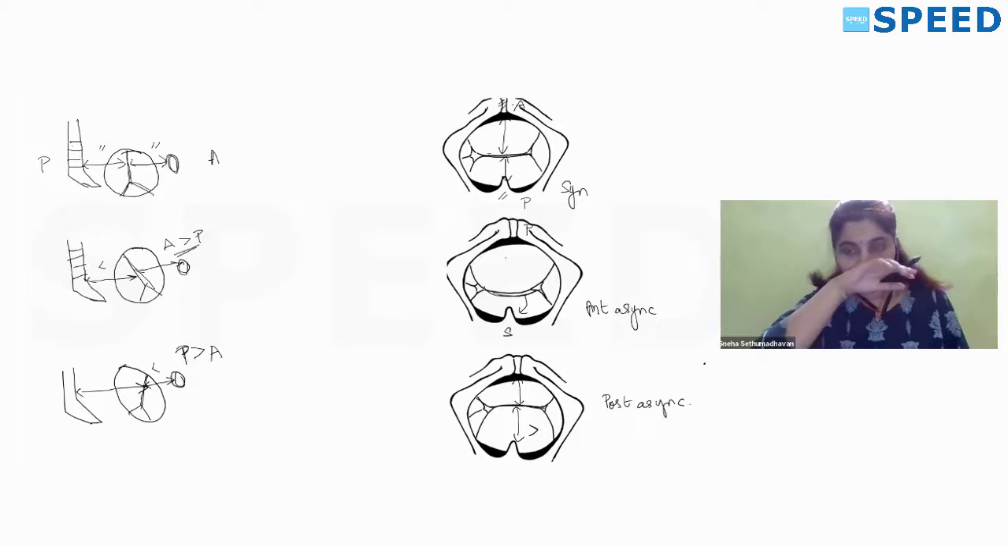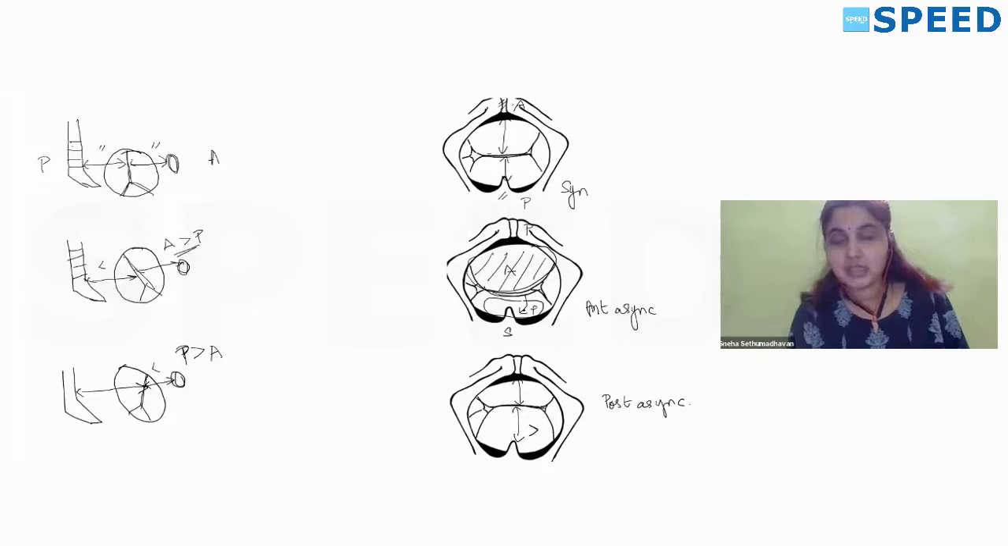Now, this might be very confusing as to which is anterior and which is posterior. An easy way to remember is to look at the baby's parietal bone and see which parietal bone shows more area. In this case, this will be the baby's anterior parietal bone and this will be the posterior parietal bone. Obviously more of the anterior parietal bone is visualized compared to the posterior parietal bone. So this is anterior asynclitism. And here more of the posterior parietal bone is visualized compared to the anterior parietal bone. So this will be posterior asynclitism.